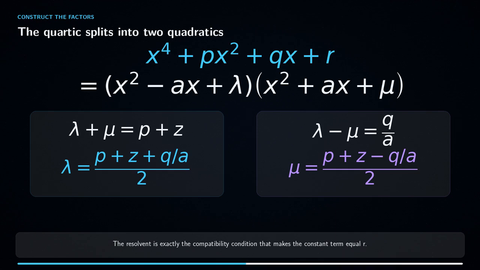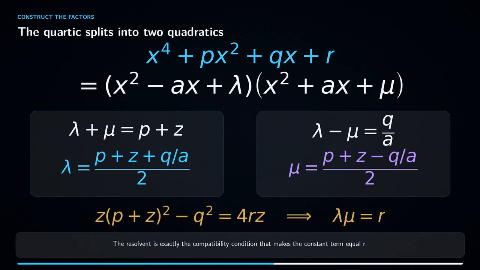Pair the tesseract's sign symmetry using opposite linear terms. Write the factors as x squared minus i x plus lambda and x squared plus i x plus mu. Matching the x squared and x coefficients gives lambda plus mu equals p plus z, and lambda minus mu equals q over i. Therefore, lambda and mu are known. Their product is r because the resolvent rearranges to z times (p plus z) squared minus q squared equals 4rz. So this factorization is guaranteed by the cubic we already solved.